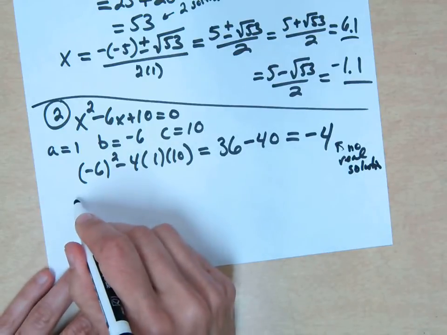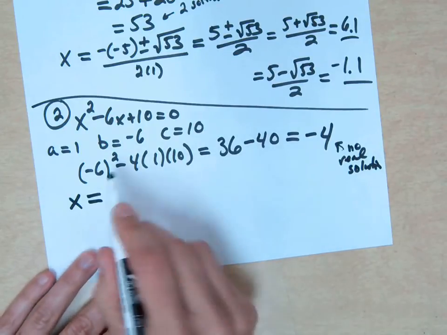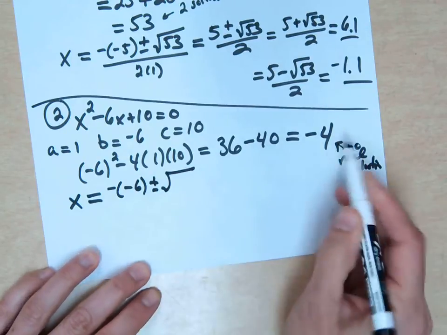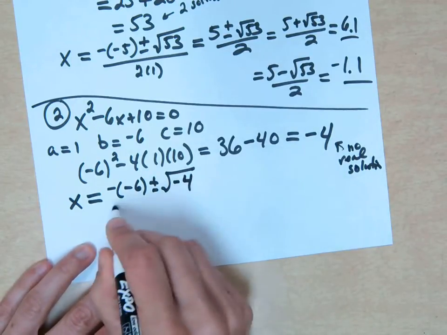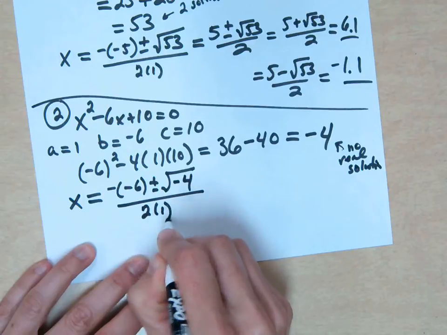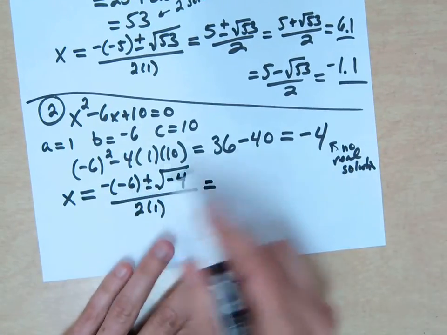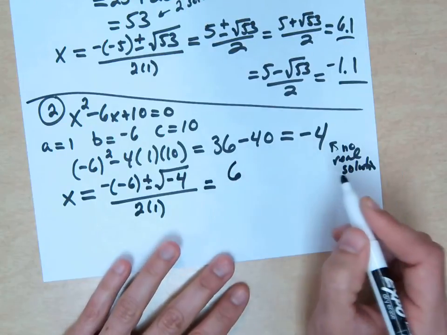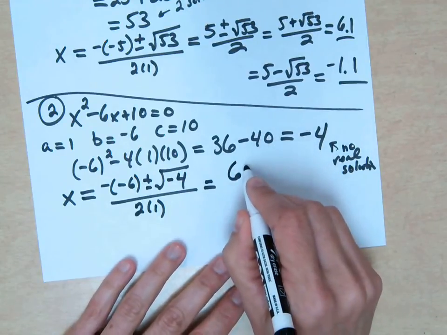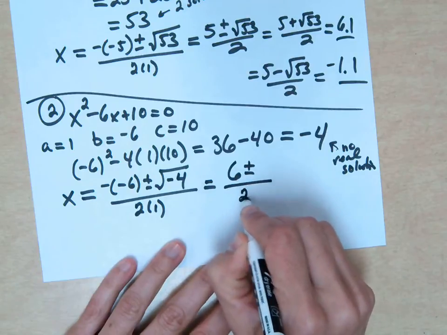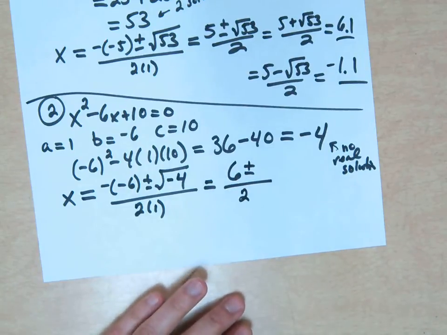Okay, so right now, based on the discriminant, that means there's going to be no real solutions, because you can't take the square root of negative 4. But that doesn't mean we still can't answer it. So we would say, now we're going to use the formula x equals negative b plus or minus the square root of negative 4 all over 2a. So opposite of negative 6 is positive 6. Now let's do plus or minus. 2 times 1 is just 2.